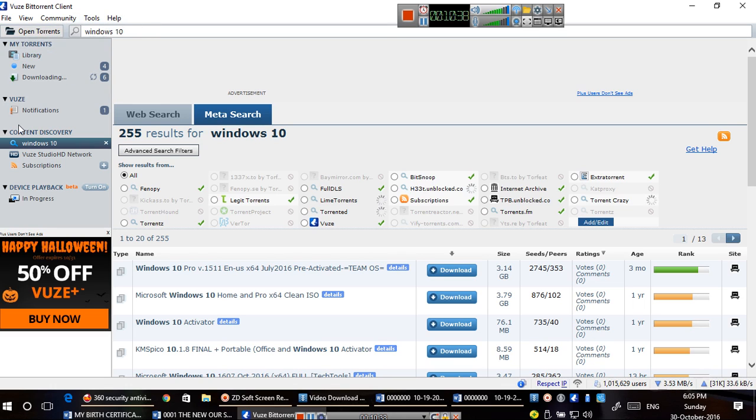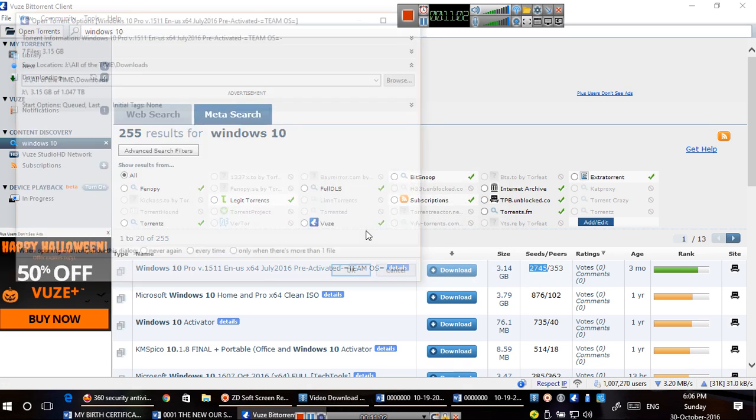Okay, I want y'all to pay attention to this. This is Windows 10. There are 2,745, and this is what I'm worried about. I don't care about the peers. I'm worried about the seeds. There are 2,745 individuals out there who wish to share this file with me. That's right, with me. I'm special. They care about me, y'all. So I will click on download.